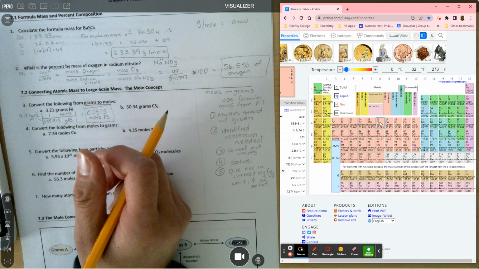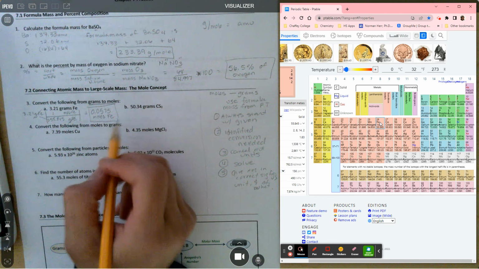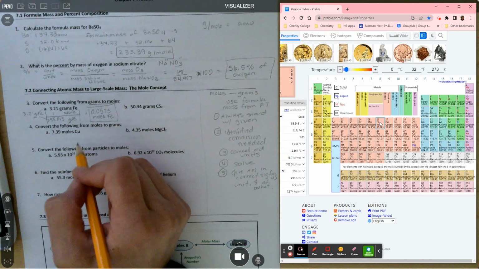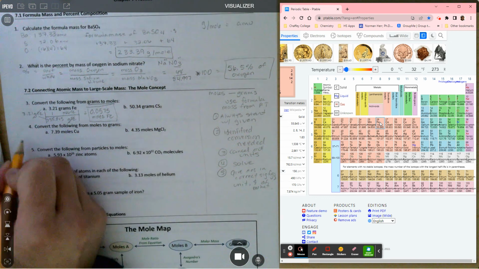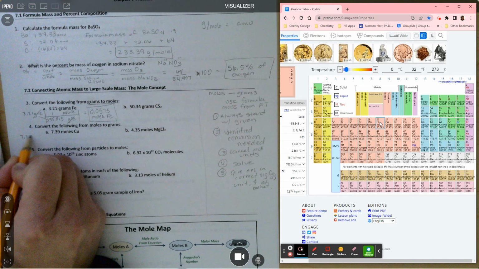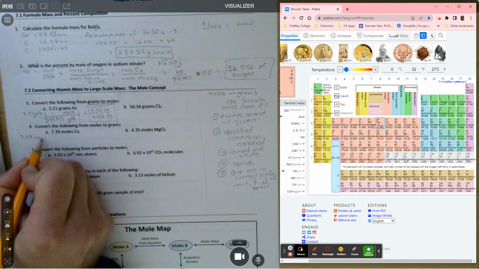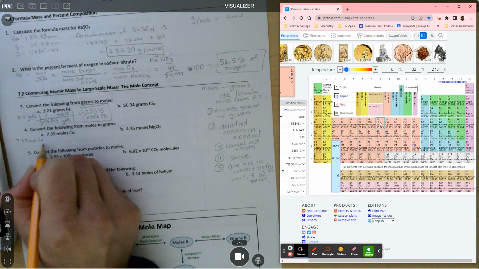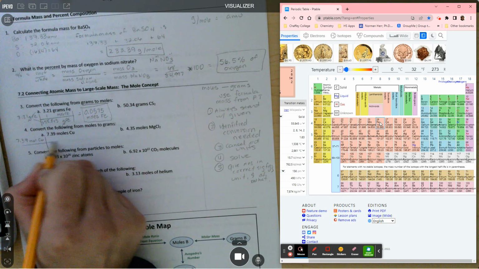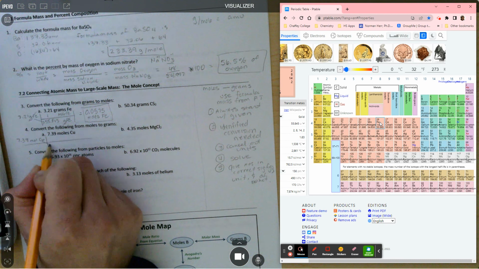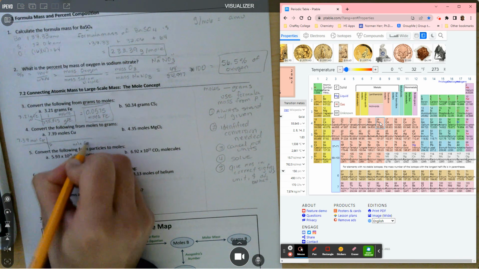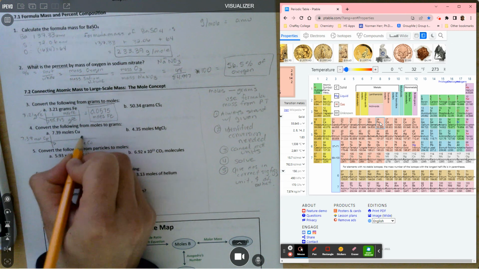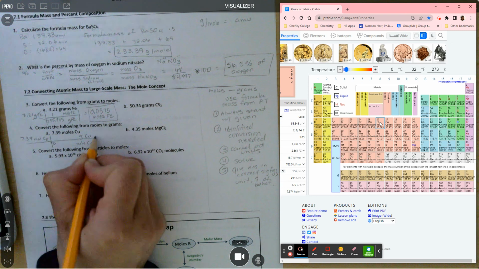All right, so let's go ahead and go into another one. Let's do this one down here. Convert the following from moles to grams. So now we're going to be doing the opposite. Starting with our given again, moles of copper. Bring this unit down. Mole of copper at the bottom. We want grams, so grams goes on top, grams of copper.